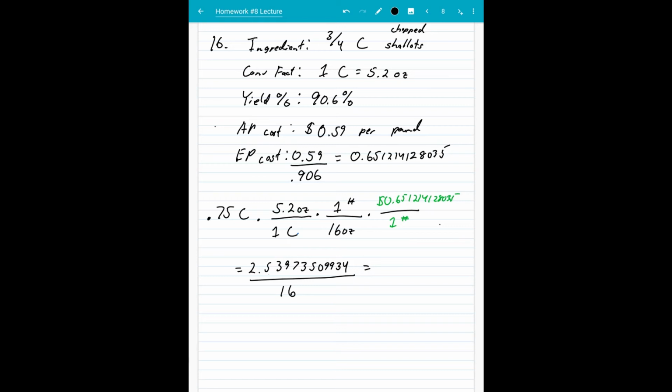That's going to give us 0.1587334. Now, all of this I don't need because that's my final answer. We need to round this up like we've been doing. So this would be 16 cents. So 3/4 of a cup of chopped shallots costs us 16 cents.